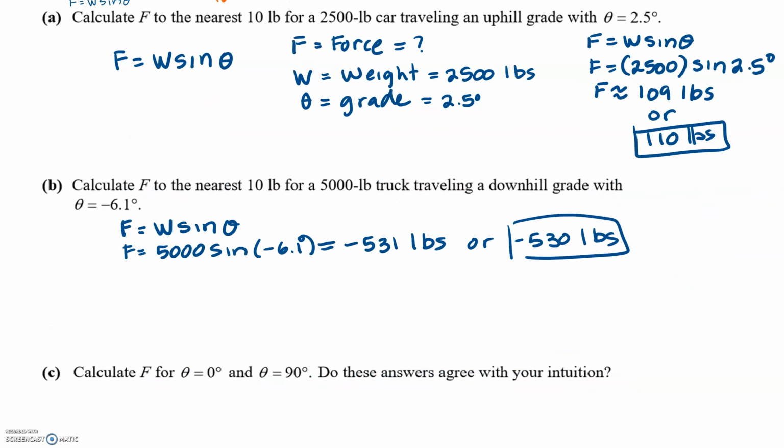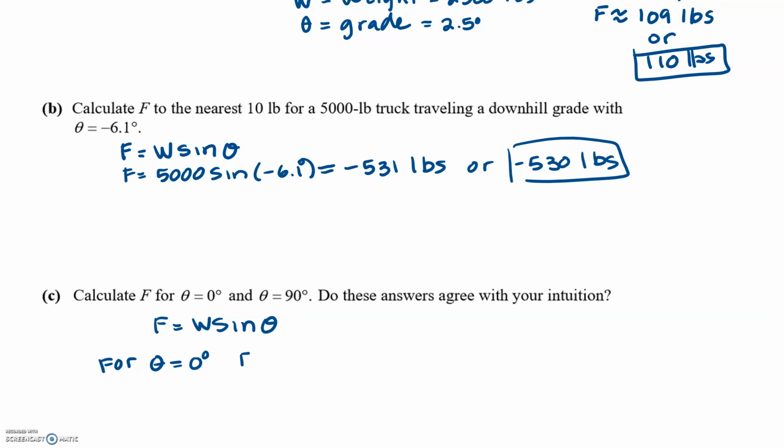Okay, let's do part C. Calculate the force for 0 degrees and 90 degrees. Okay. For theta equaling 0 degrees, it doesn't even matter what the weight is because we know the sine of 0, you could try it on your calculator, is 0. So the force is 0. For theta being 90 degrees, we do not know what the weight is, so I'll just keep it W. Sine of 90 is 1. You can check that out as well. So the force is going to be the weight.